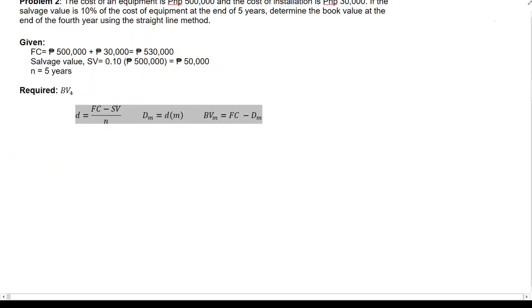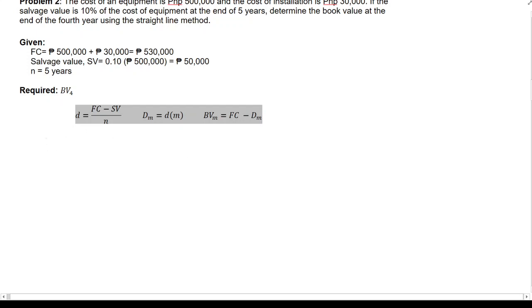Okay, we move on to problem number 2. Example: the cost of an equipment is 500,000 and the cost of installation is 30,000. So we have to add 30,000 to the first cost of 500,000, because that is the cost of installation. If the salvage value is 10% of the cost of equipment, that is 10% of 500,000, then at the end of 5 years, your useful life, determine the book value at the end of the fourth year using the straight line method. The depreciation here is uniform, so we use the straight line method.